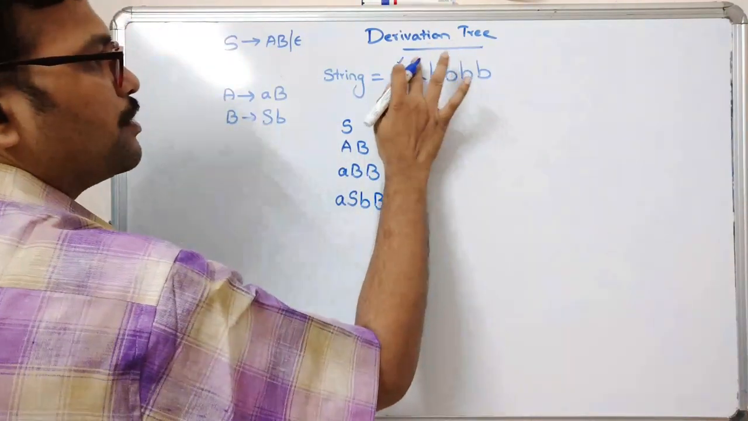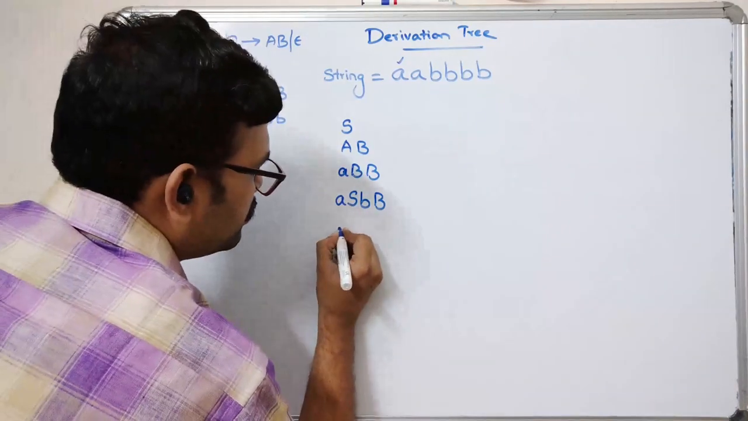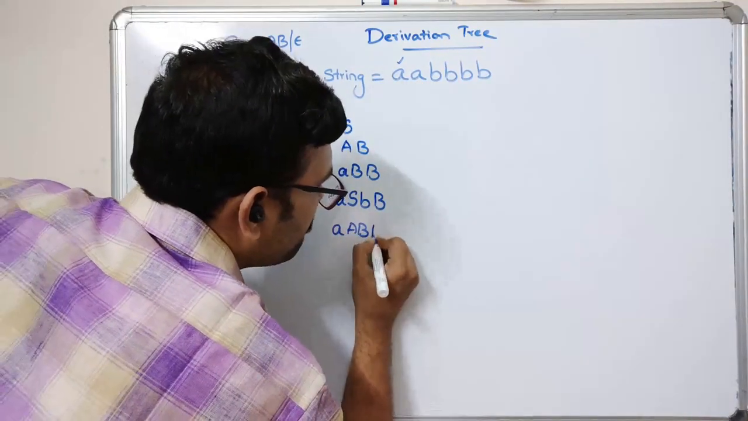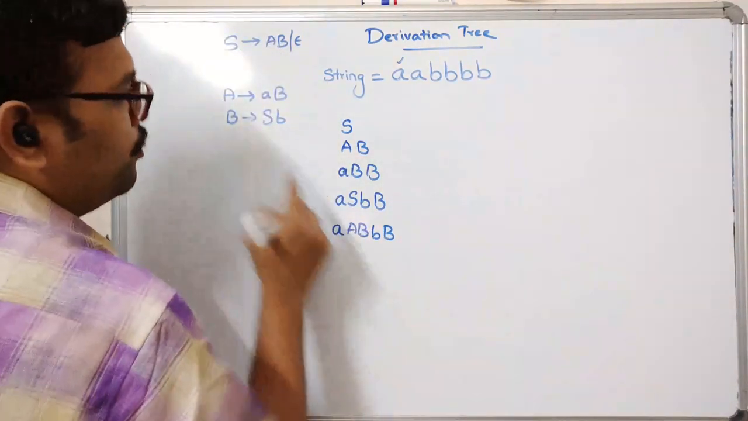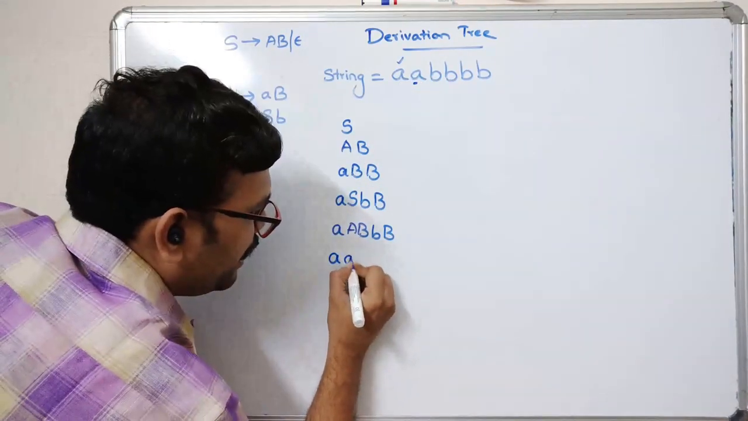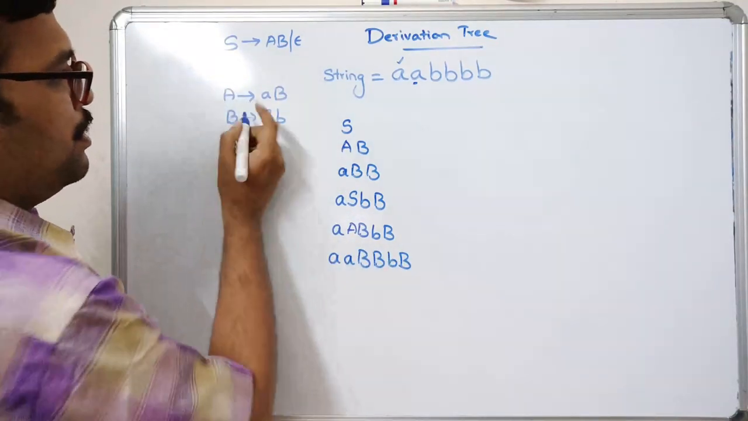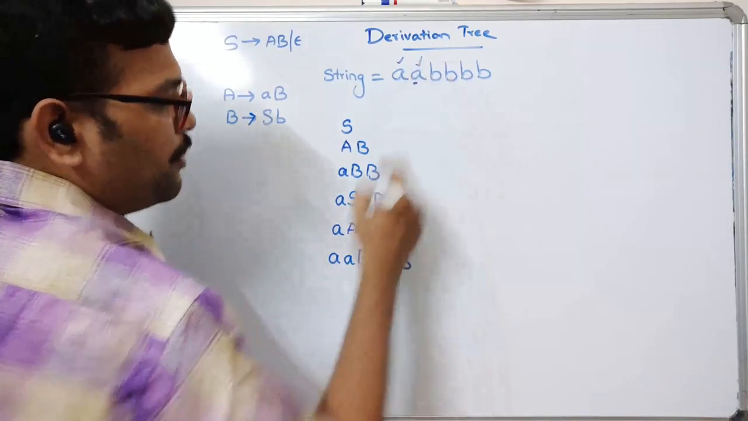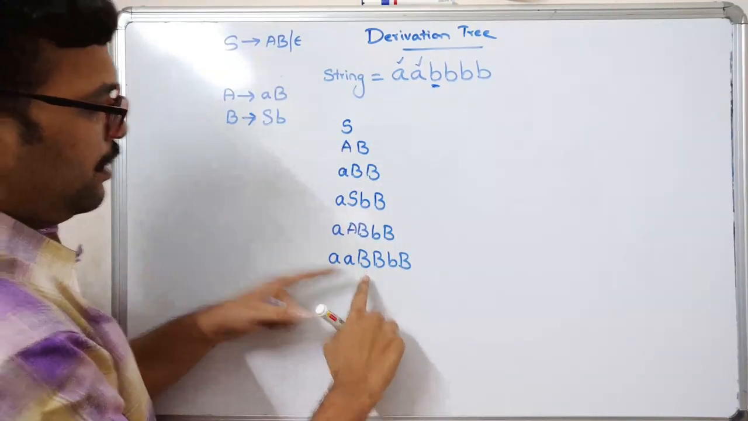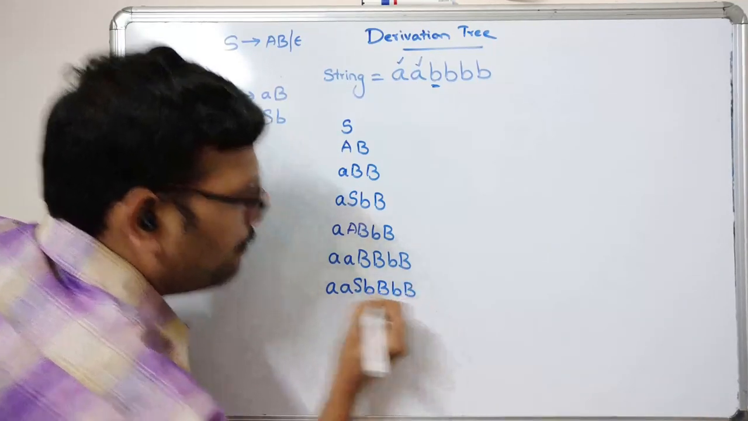So now this A is, sorry, S, A, S, B, right? And again, if you want to get a, we need to apply S as ABBB. And again, now instead of A, we write ABBBB. Now you can observe here, two a's have been achieved. Now we need to get a b. So instead of B here, you can write S, B, B, B, and B.